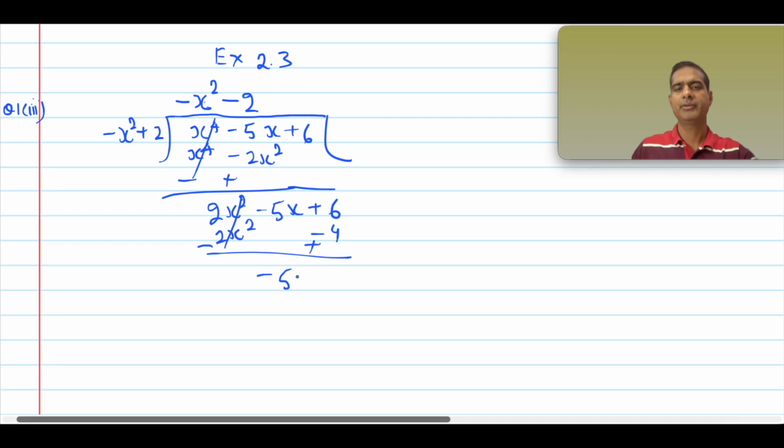So negative 5x plus 10 is the remainder, as divisor is of the second degree and this is of the first degree, so I cannot divide it more. So minus 5x plus 10 should be the remainder.